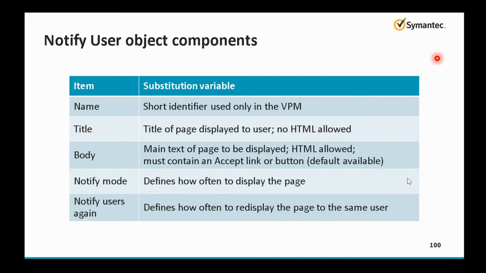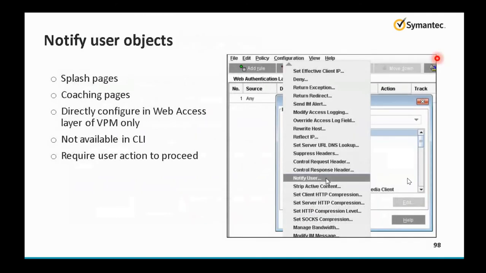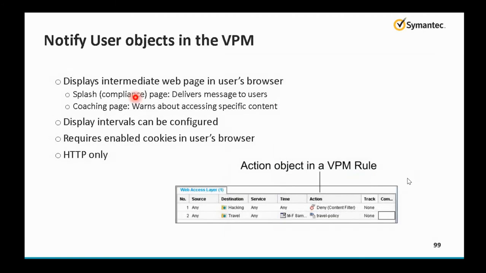So there are two types of notify user object. We call it a splash page, and a coaching page. So what is the difference?